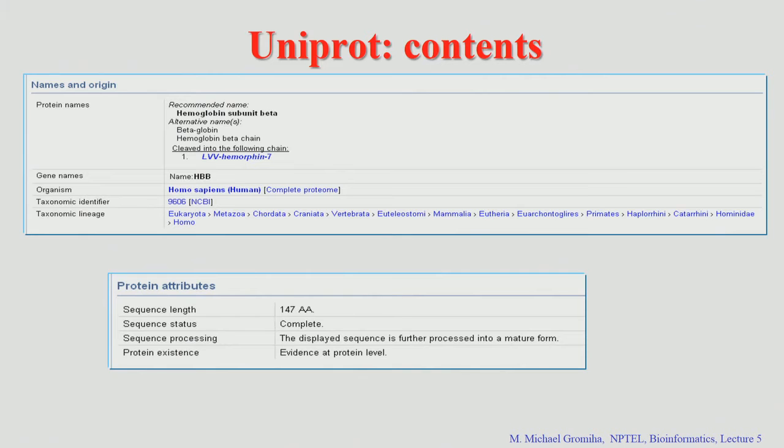Next they give the names, the synonymous names, what are the alternate names for this particular protein, then give the gene names, organism and so on. Then here we get the protein attributes. This 147 amino acid protein's sequence status is complete because they got all the sequences, and it is known at the protein level. At the protein level they have the evidence.